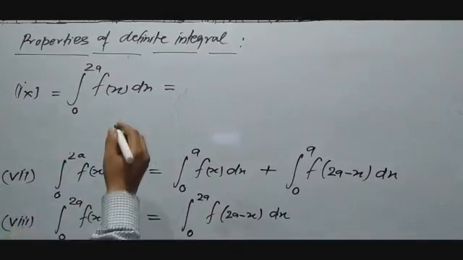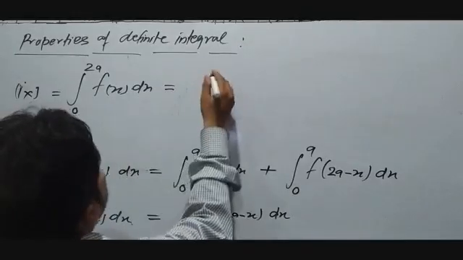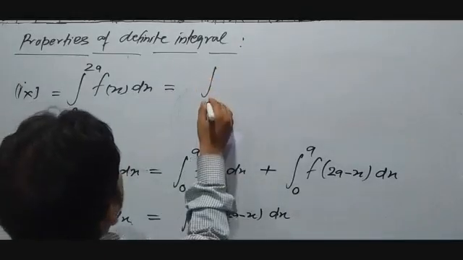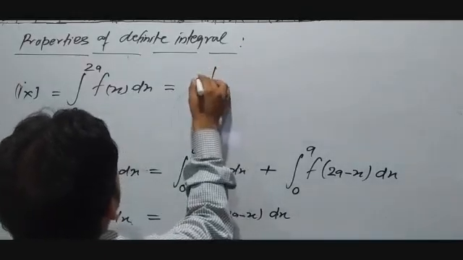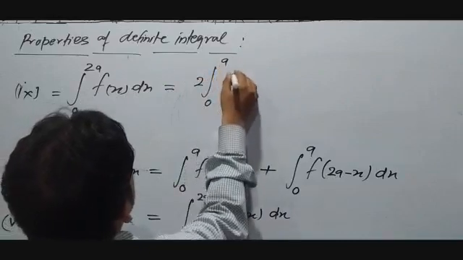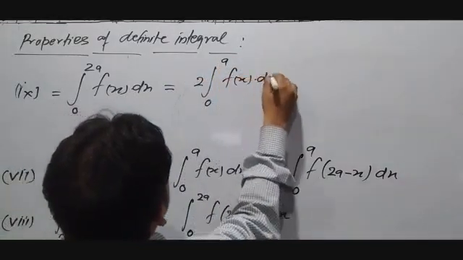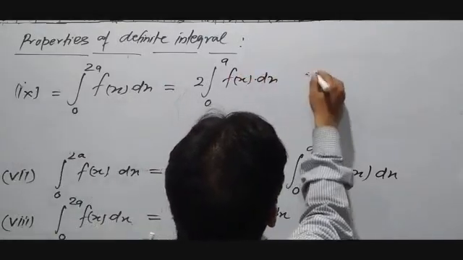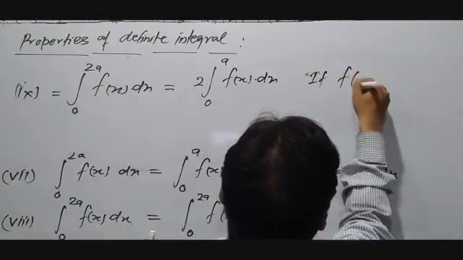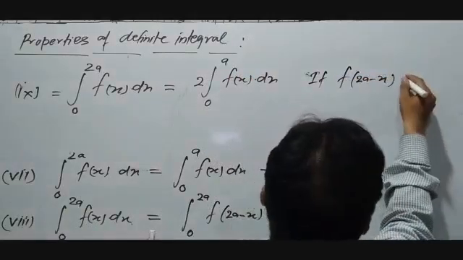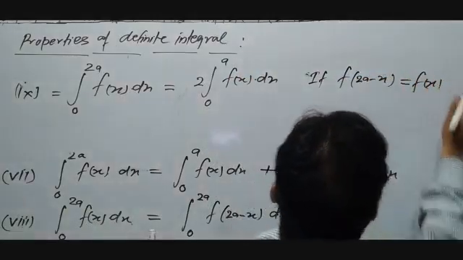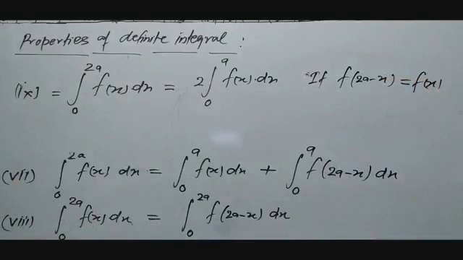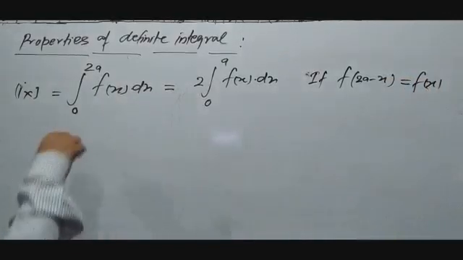There are two possible values. This one can be written as integration over 0 to 2a of f of x dx, or you can write 2 times integration over 0 to a of f of x dx, when the condition f of 2a minus x is equal to f of x holds. This is the condition.